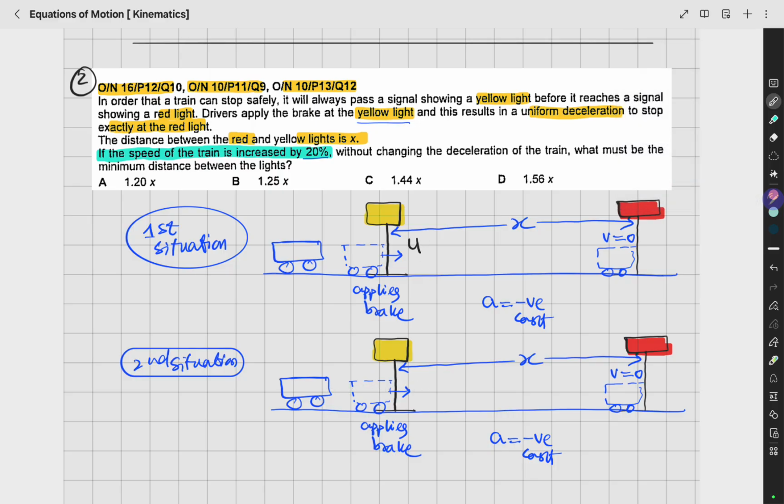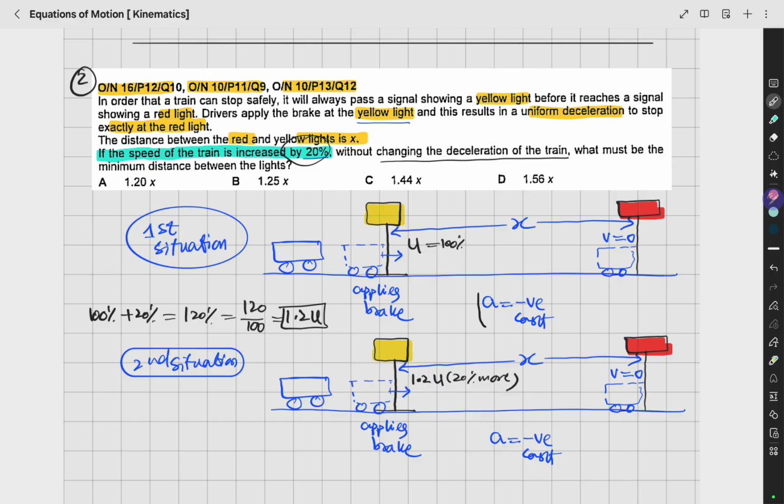Here the speed was u, and the final was 0, but here the speed is increased by 20%, so we say it is 1.2u. Why? Because if this u is 100% and you increase this speed by 20%, so 100 plus 20%, the new speed is 120%. And 120 over 100 will be 1.2u. So that's why I have written over there the new speed as 1.2u, which is 20% more than on day one, without changing the deceleration.